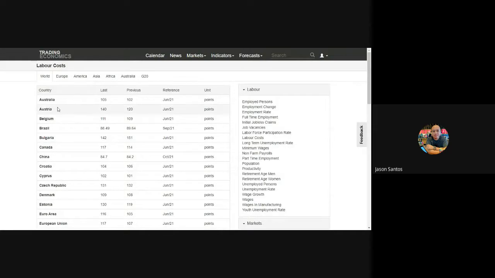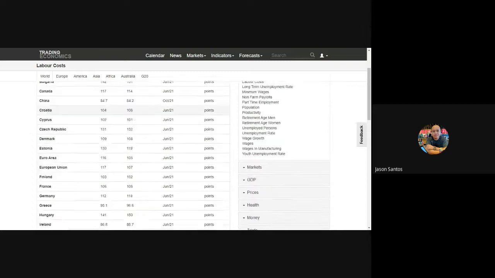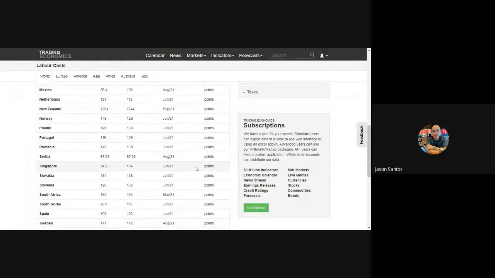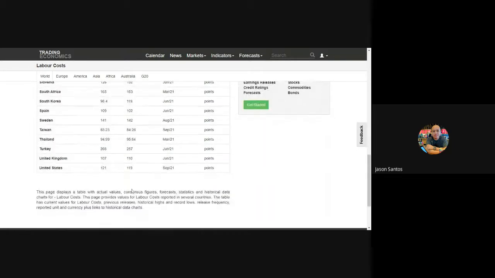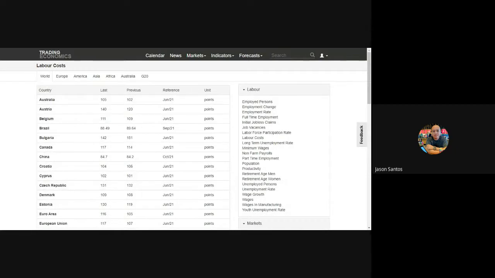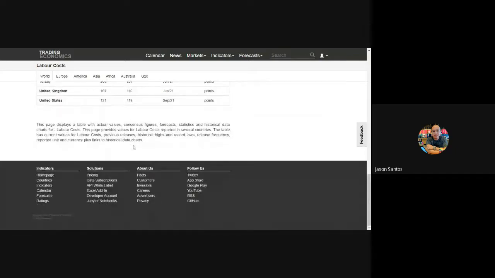So, same, Australia is really at the top. 105 points. May Philippines ba dito? Wala, no? Letter P, Poland, saka Portugal. So, walang Philippines. This is from Trading Economics. Okay?